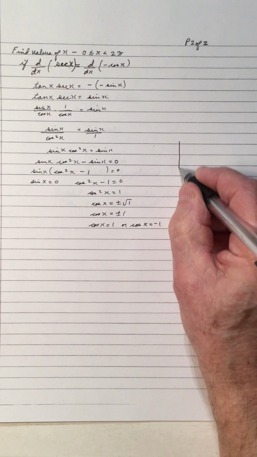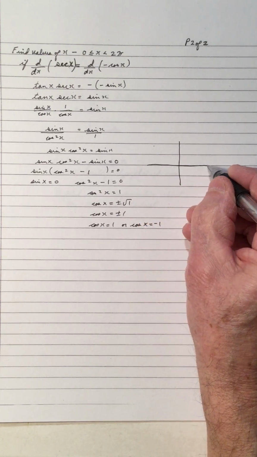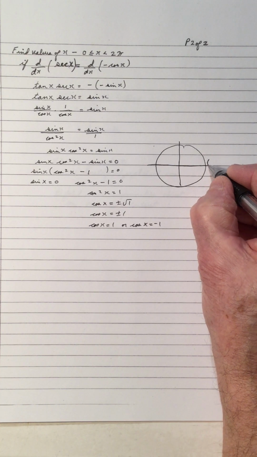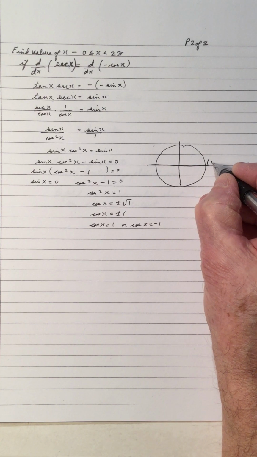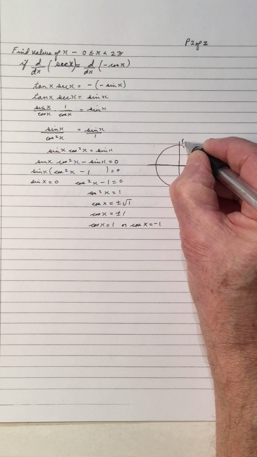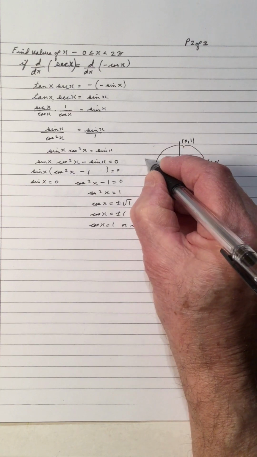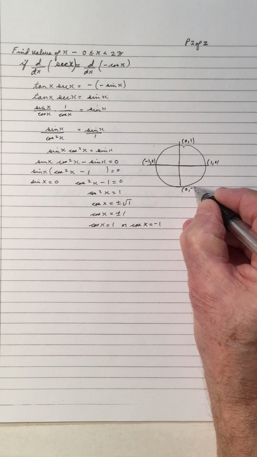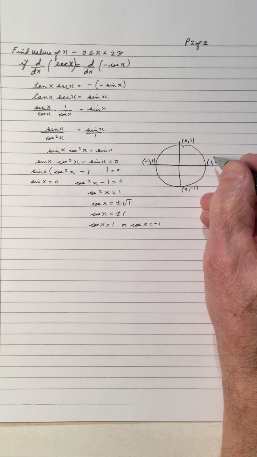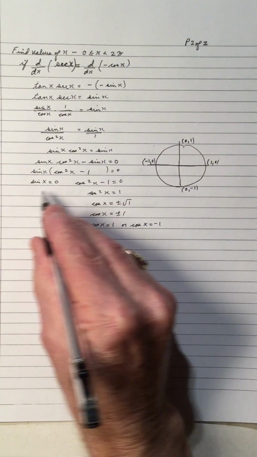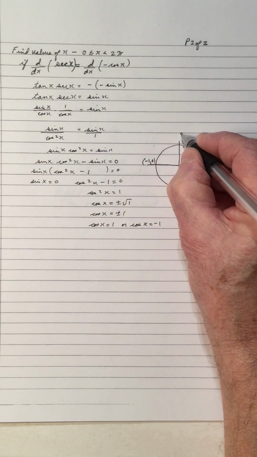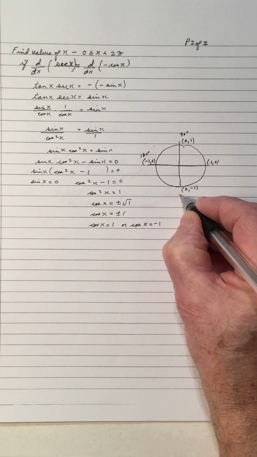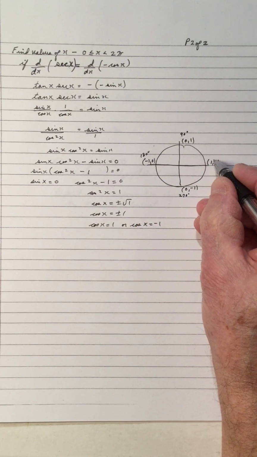And so what we'll do is look at the unit circle. And on the unit circle, we have x is 1, y is 0; x is 0, y is 1; x is negative 1, y is 0; and x is 0, y is negative 1. And this is 0, and this is 90, and this is 180, and this is 270, and this is 0 or 360.